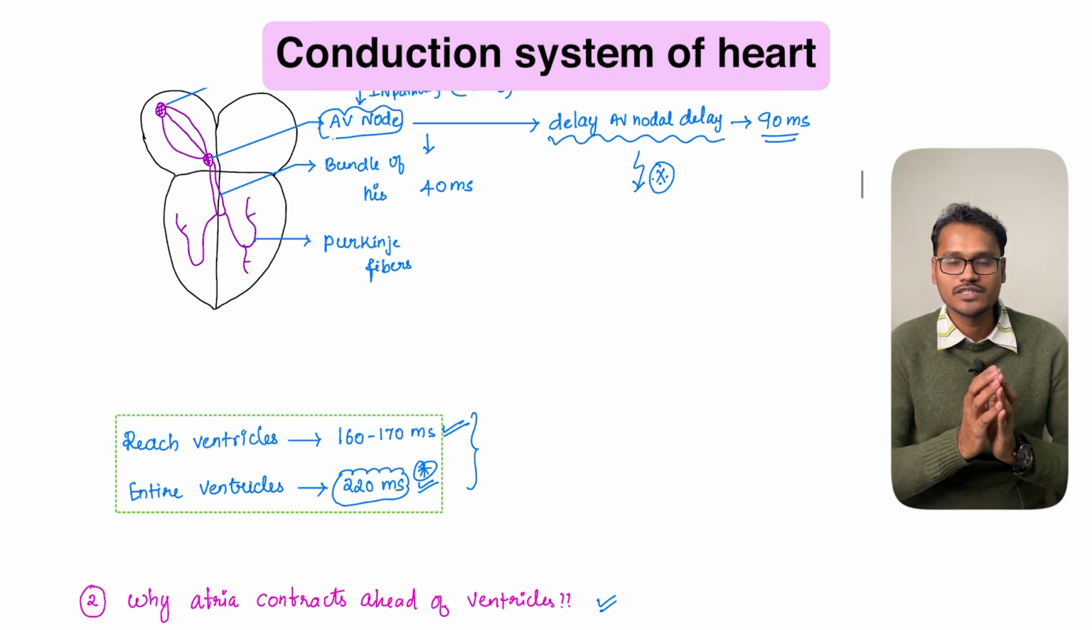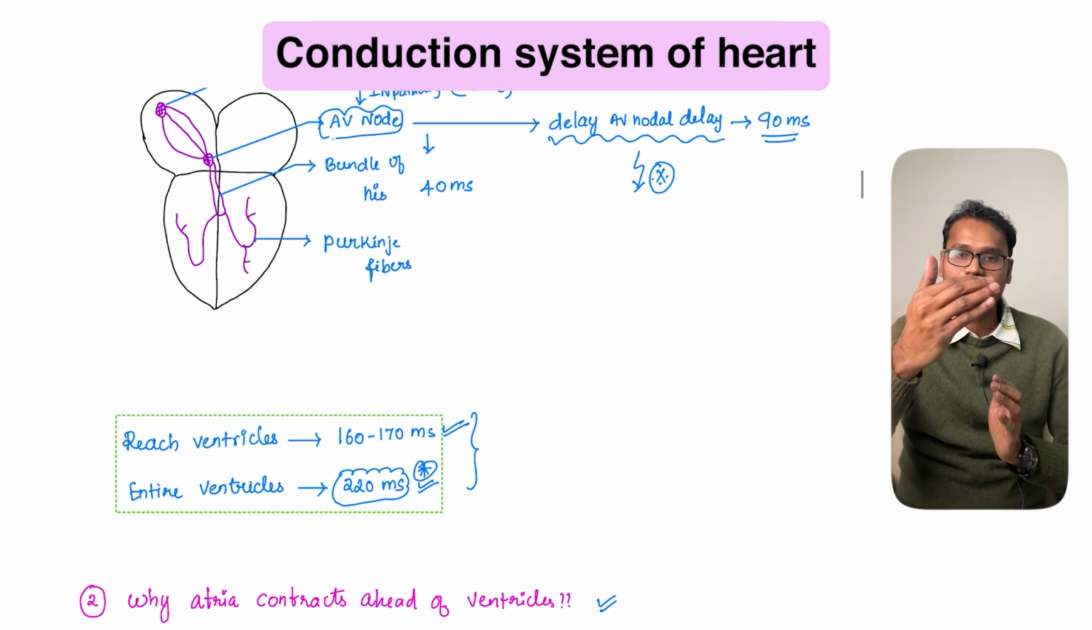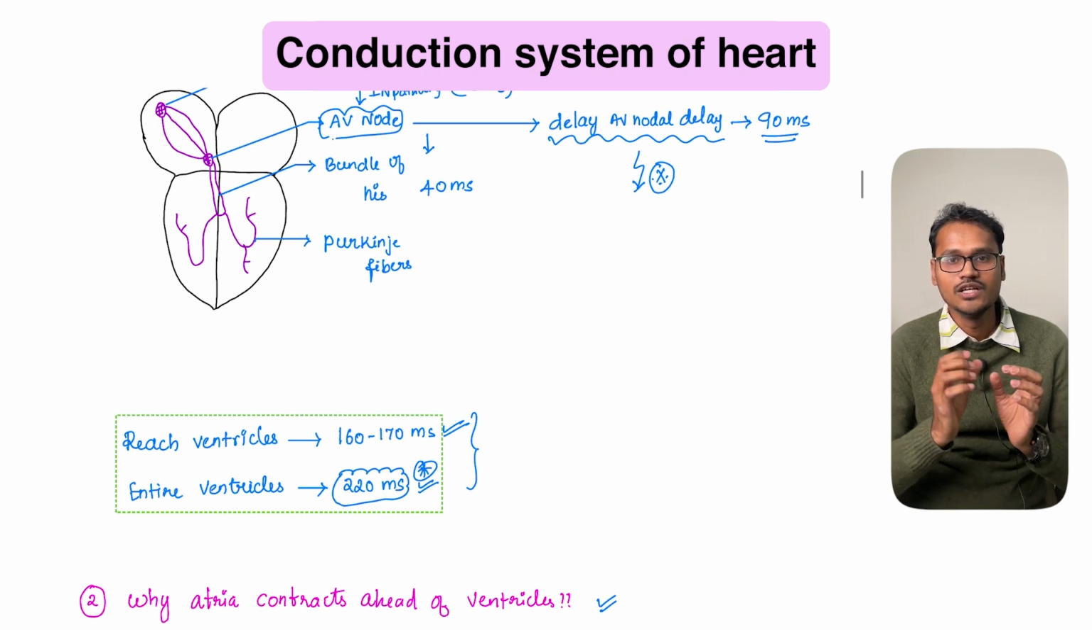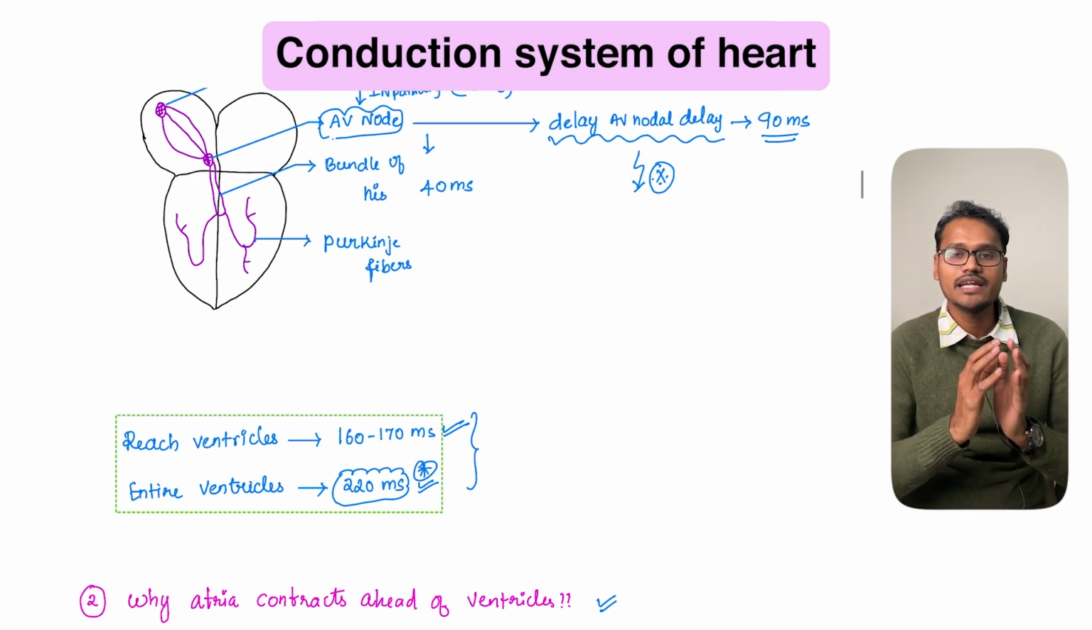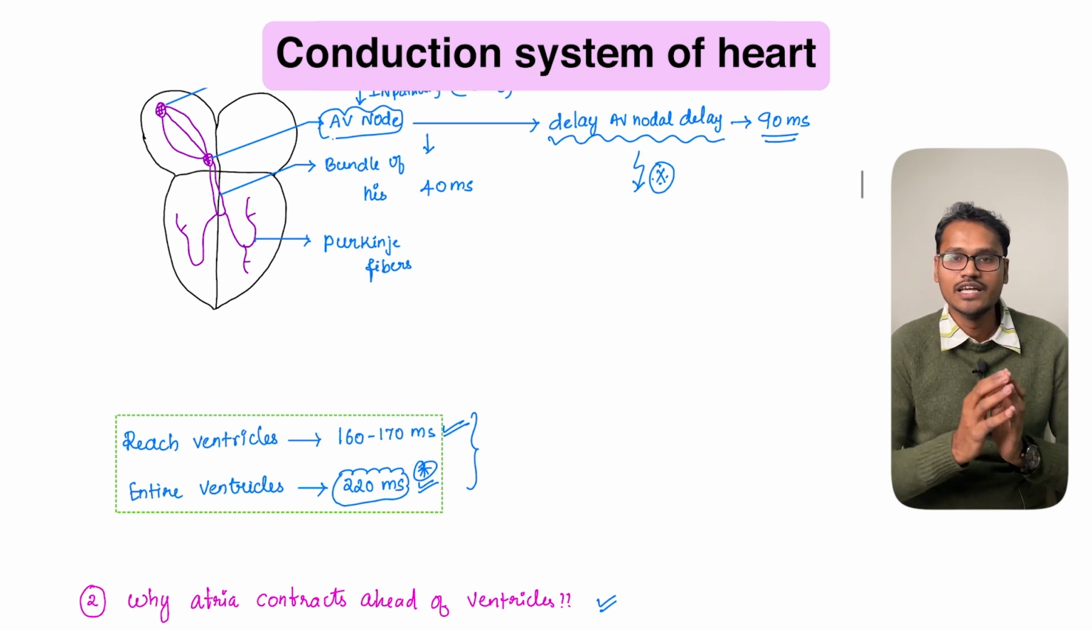So what should happen first? First, blood from the atria has to reach into the ventricle. So first, who has to contract? The atria has to contract and the blood has to come into the ventricle. If the atria has to contract, what should not happen? The impulse should not come immediately to the ventricle.